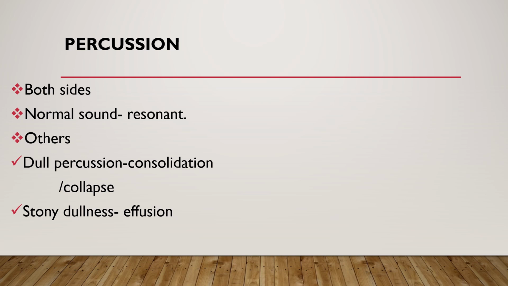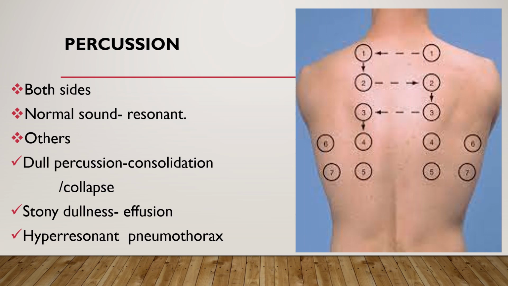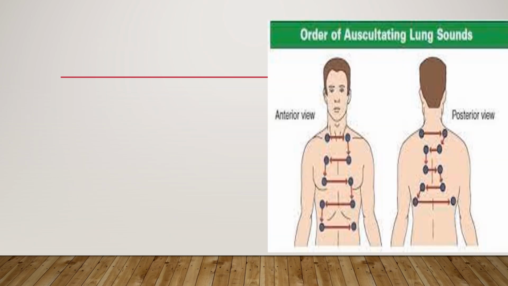Hyperresonant chest occurs when there is air in the chest outside of the lung tissue, and it is most of the time due to pneumothorax. The coin sign can be elicited in pneumothorax using one coin as a plexor and the other as a pleximeter. A metallic sound can be heard on auscultation on the opposite side. This is the order in which we should percuss the chest. We should compare each side, going in a zigzag pattern, both anteriorly and posteriorly.